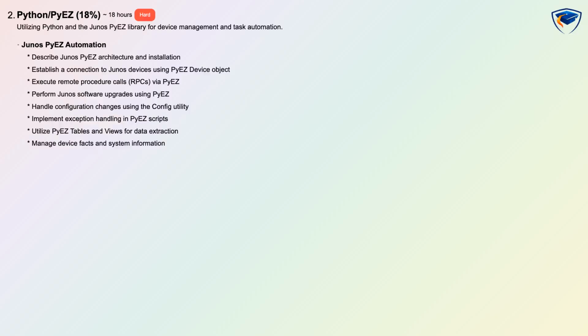Python and Junos PyEZ make up 18% of the exam and are rated hard with an estimated 18 hours of learning and a mix of hands-on and conceptual assessment. You will learn the PyEZ architecture and installation, how to establish device connections, and how to execute RPCs and perform software upgrades programmatically. The domain emphasizes handling configuration changes with the config utility, exception management in scripts, using tables and views for data extraction, and gathering device facts and system information.